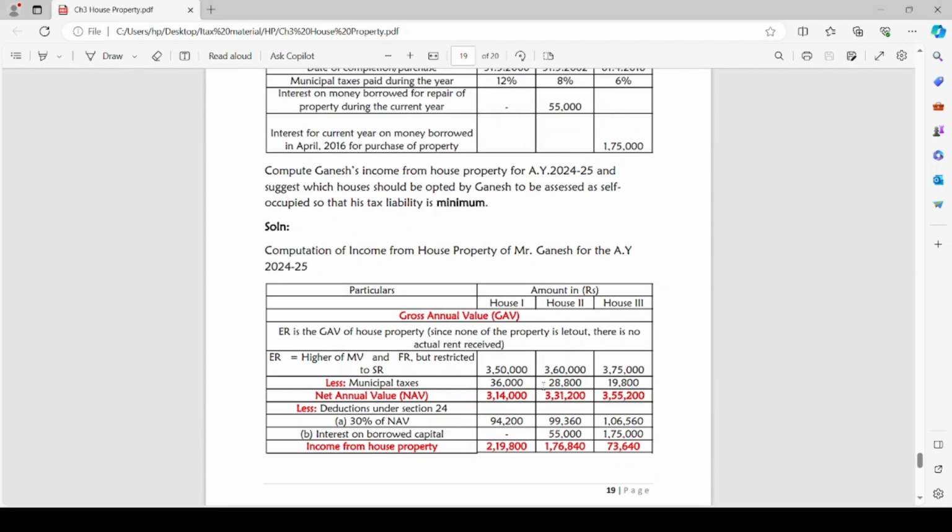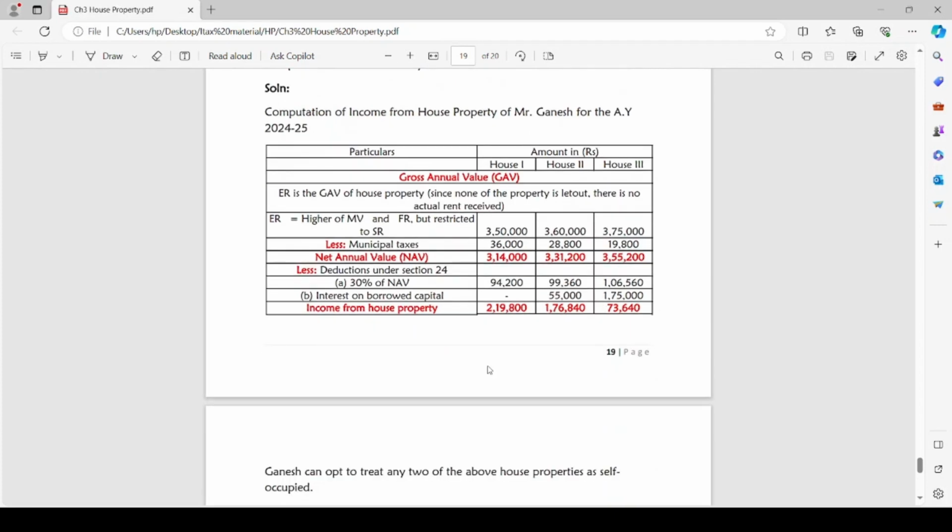we are first computing the income as per the optional tax regime. Then we will switch to default tax regime. So, coming to house property 3, the interest for current year on money borrowed in April 2016 for the purchase of property is rupees 1,75,000. Let us consider each of the properties let out. So, we are providing for deductions under section 24B.